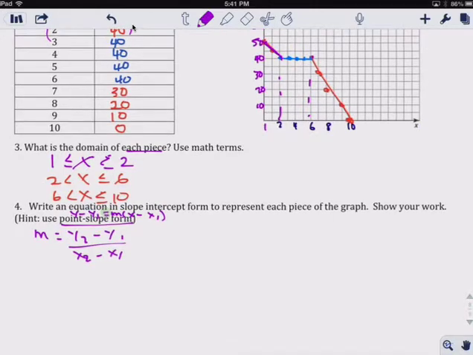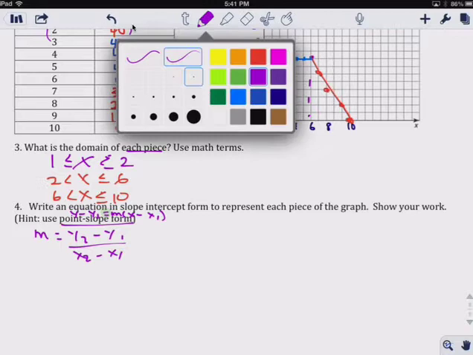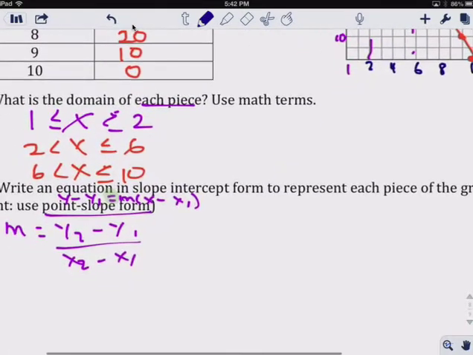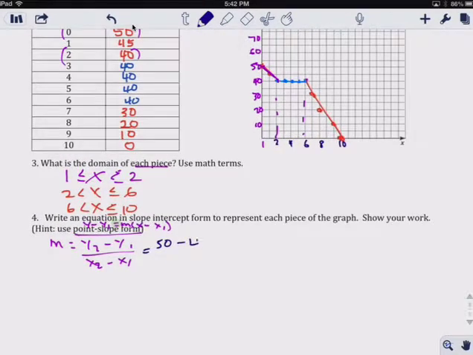Okay, what I'm going to do so upload won't take forever is I'm going to do each page, upload it in that way. So that is 50 minus 40 over 0 minus 2. 10 over negative 2. Slope is negative 5 over 1.